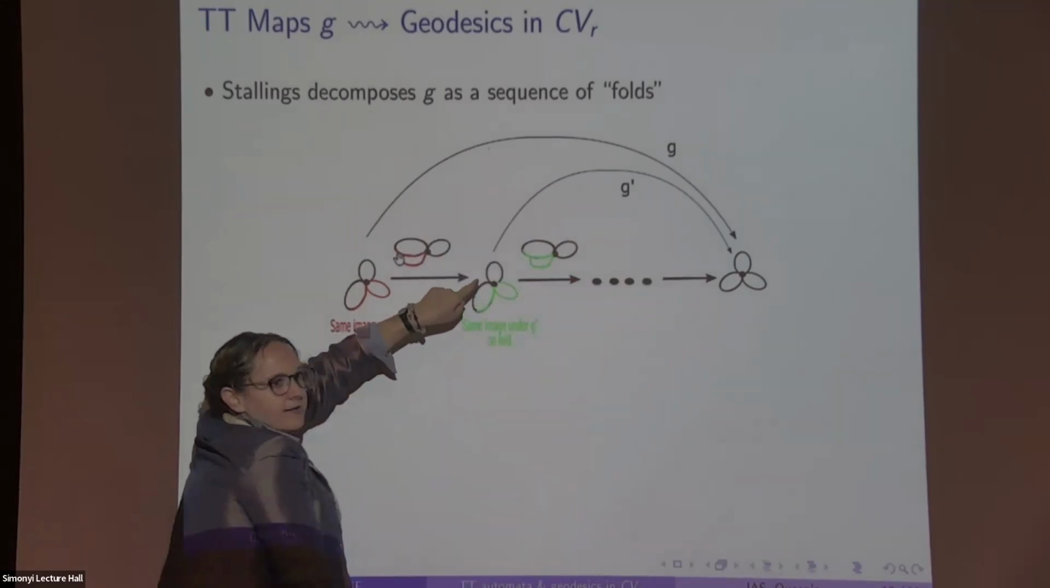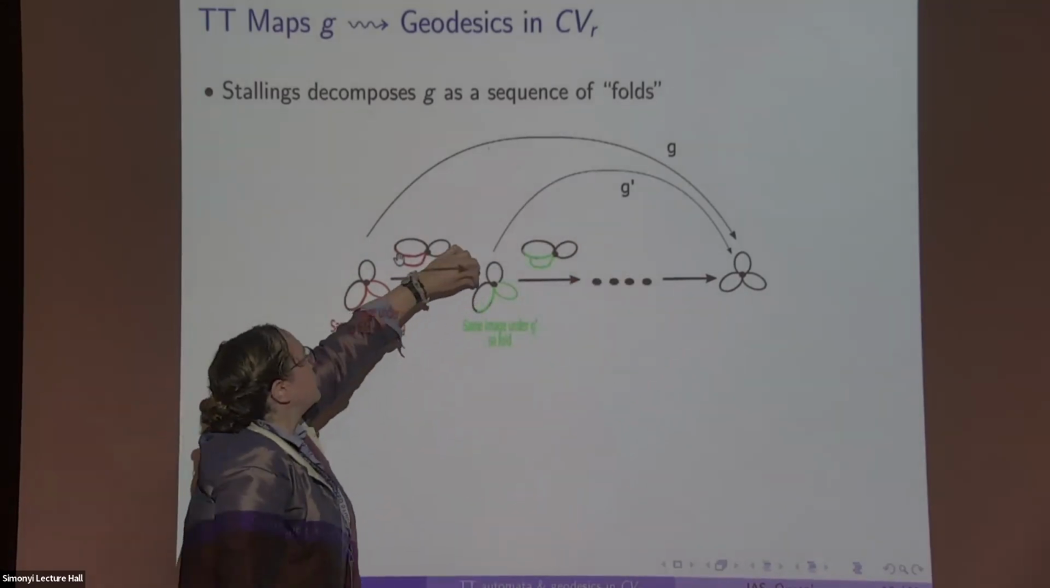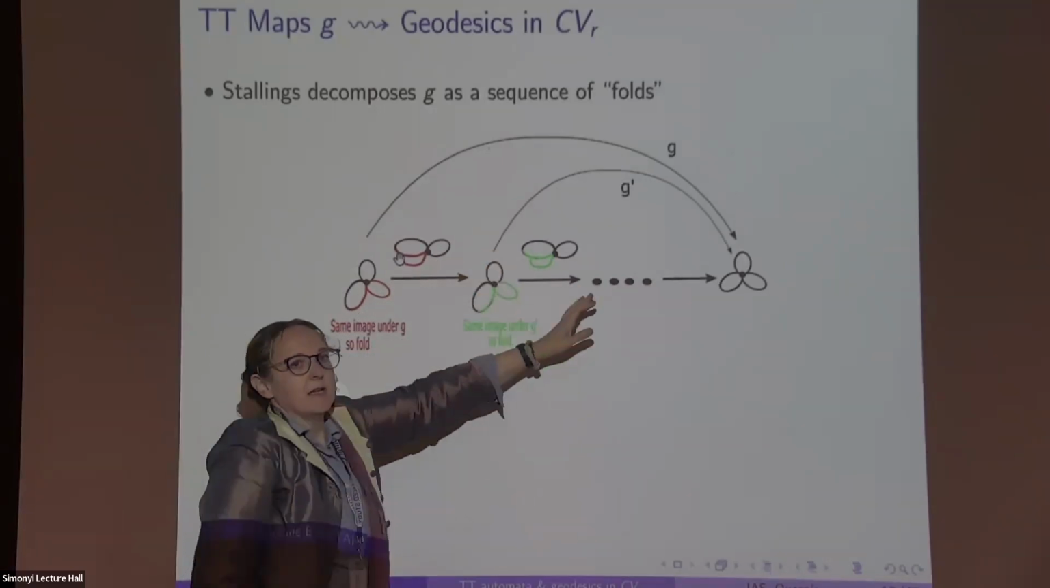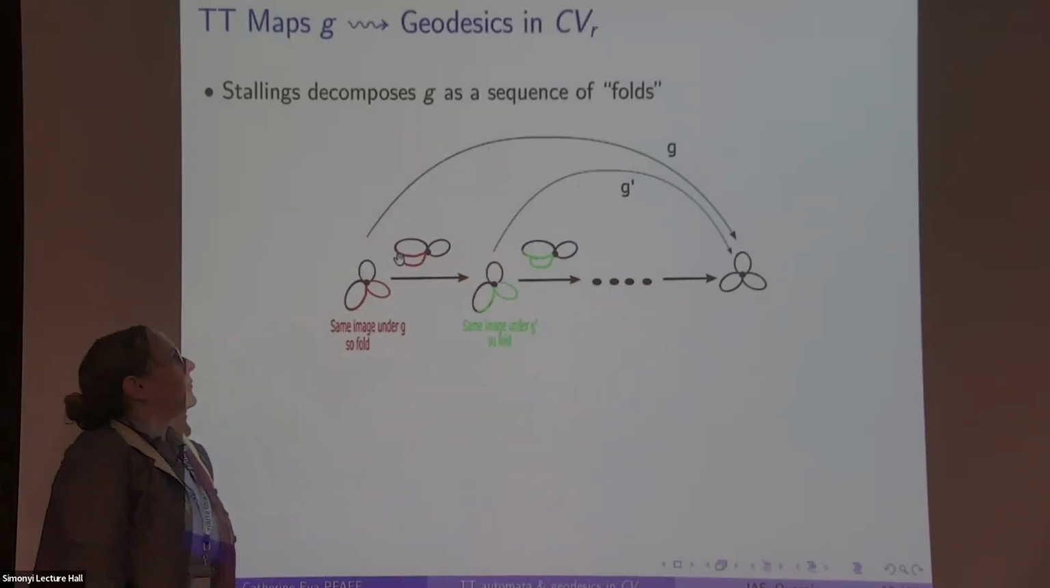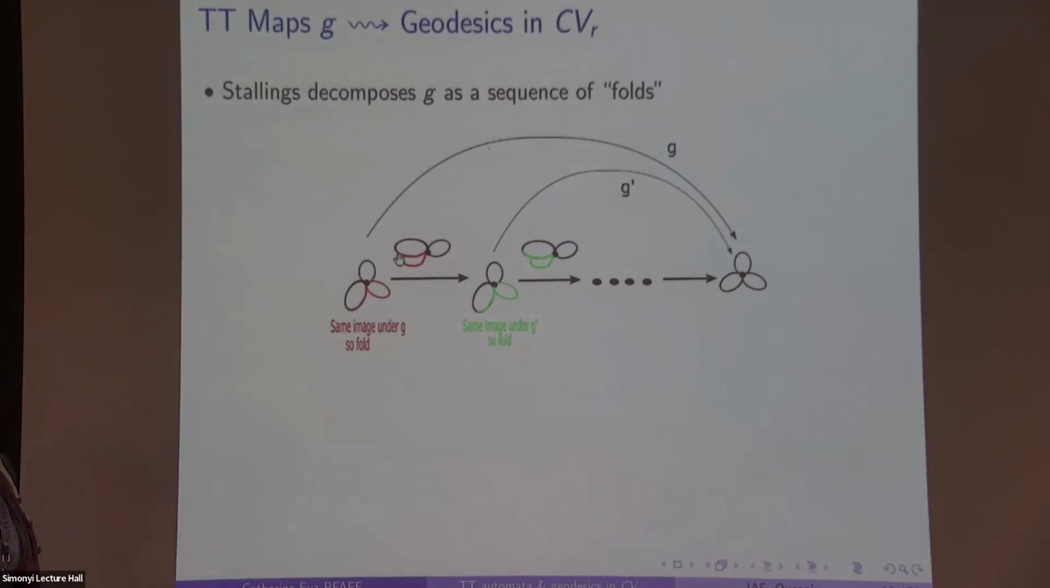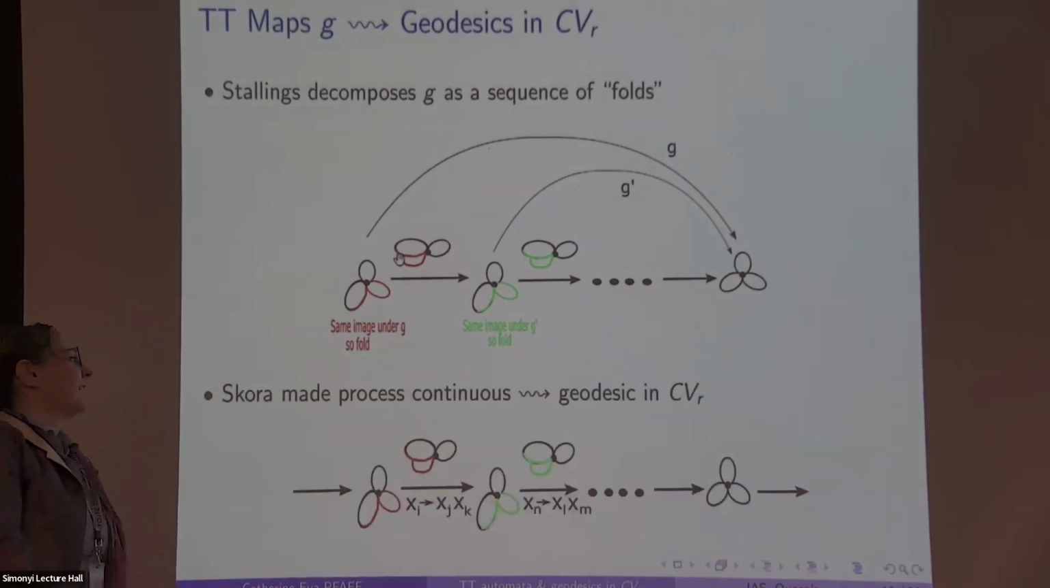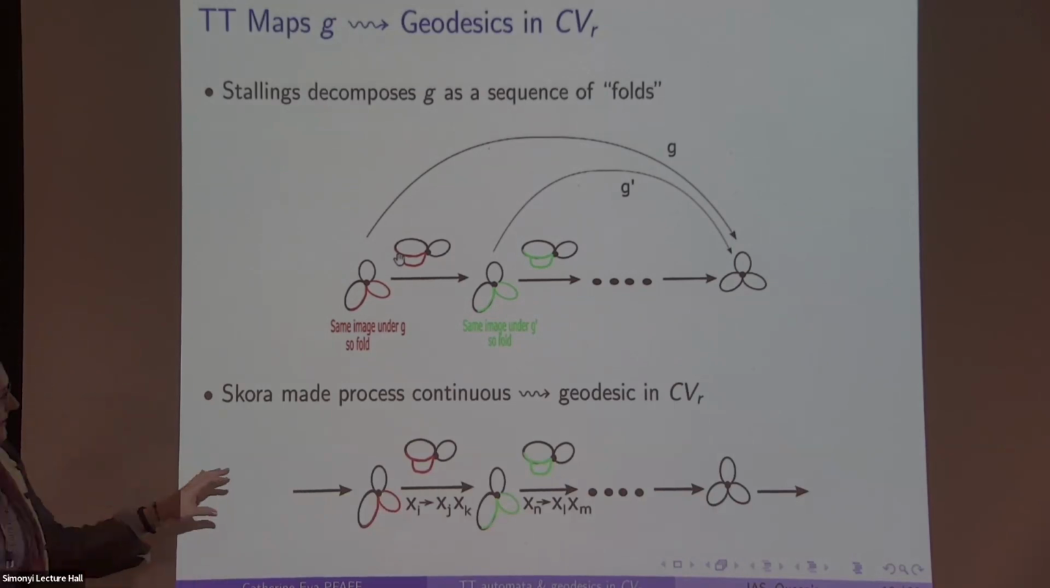Now I can apply the same process. I zipper again two partial edges that have the same image. It's a finite process. I end with a homeomorphism. So Stallings did this, I don't have the date on there, a while back. And Skora made this continuous.